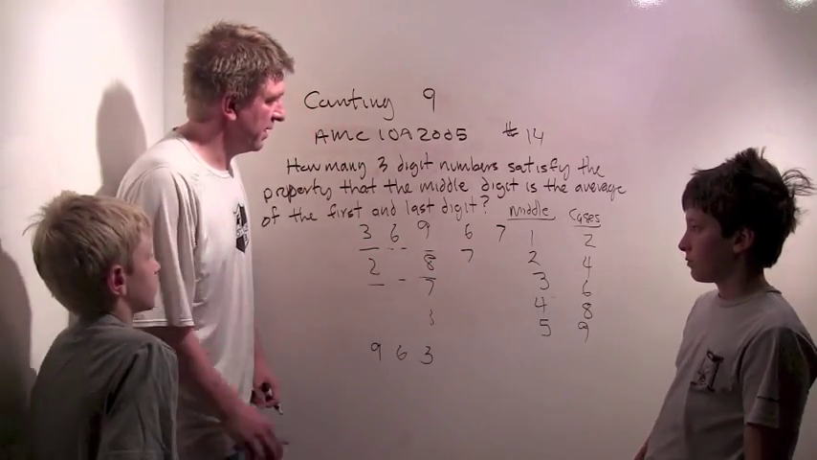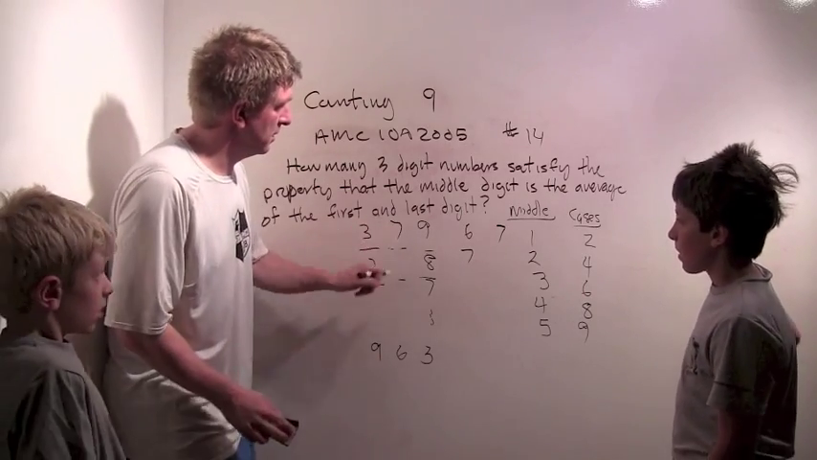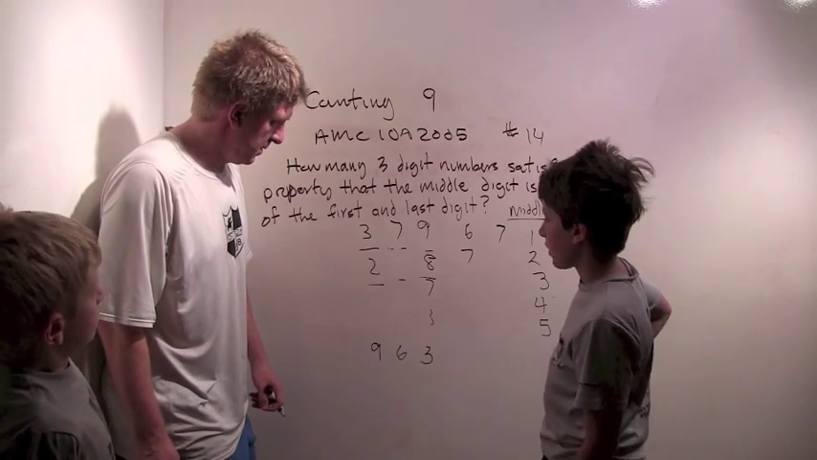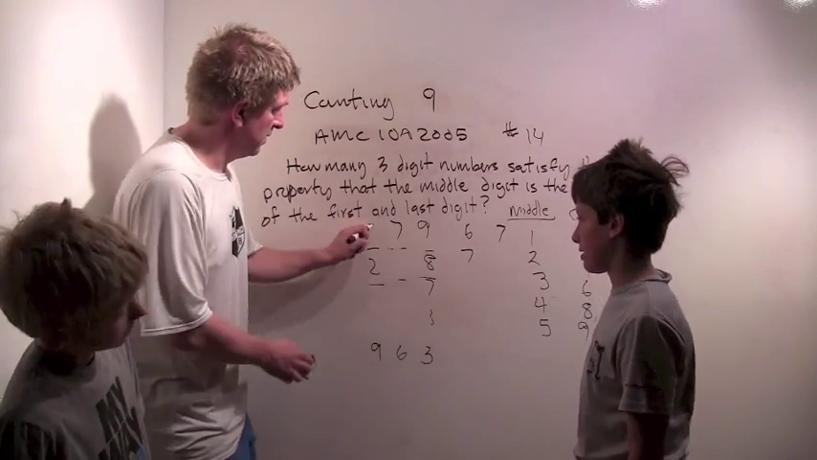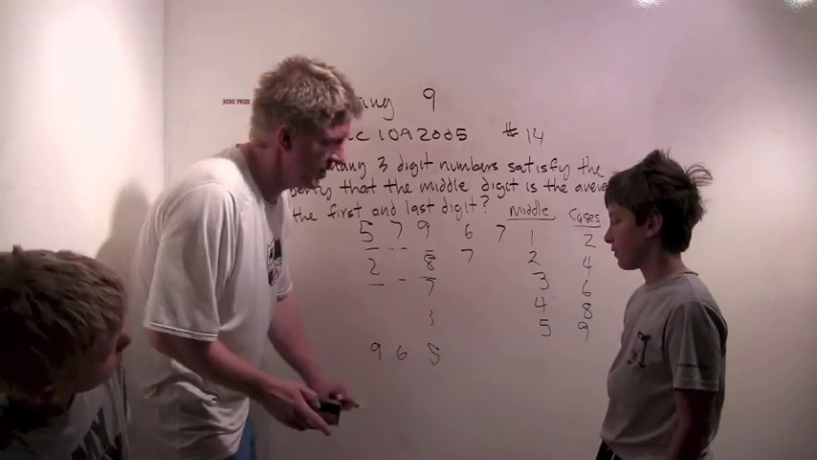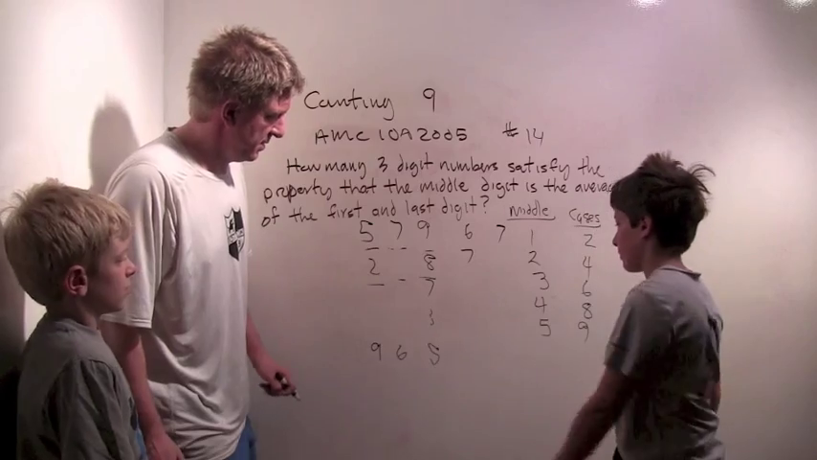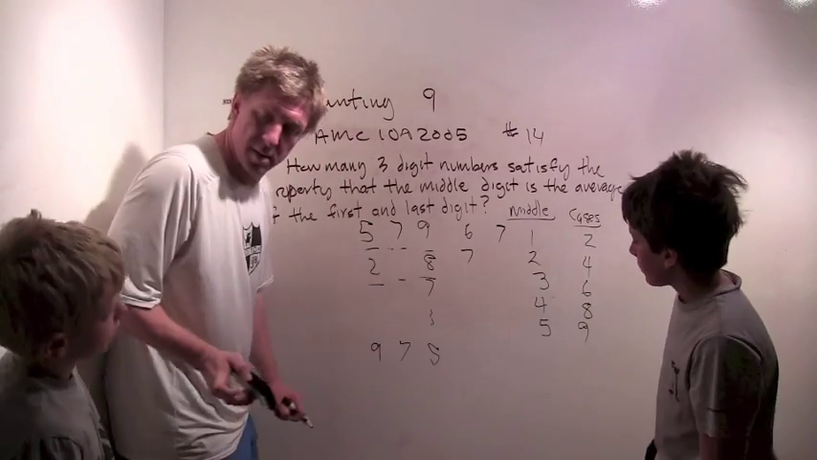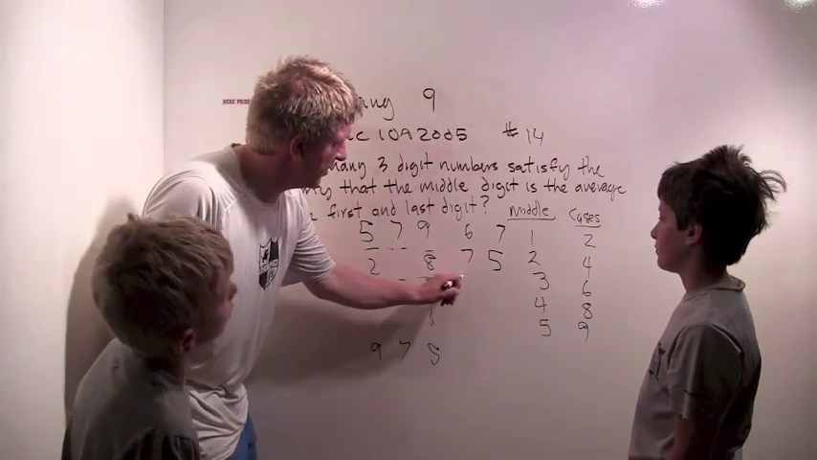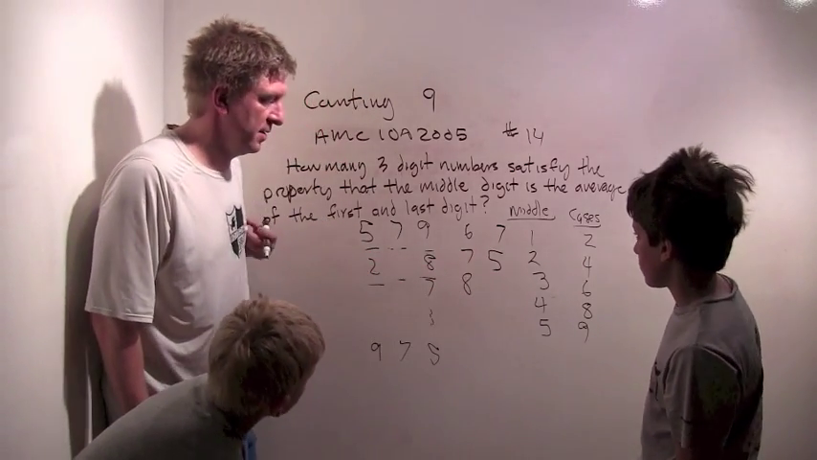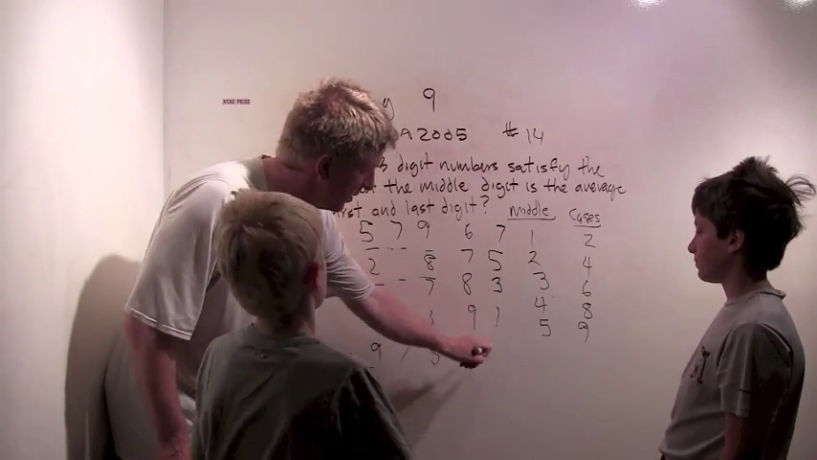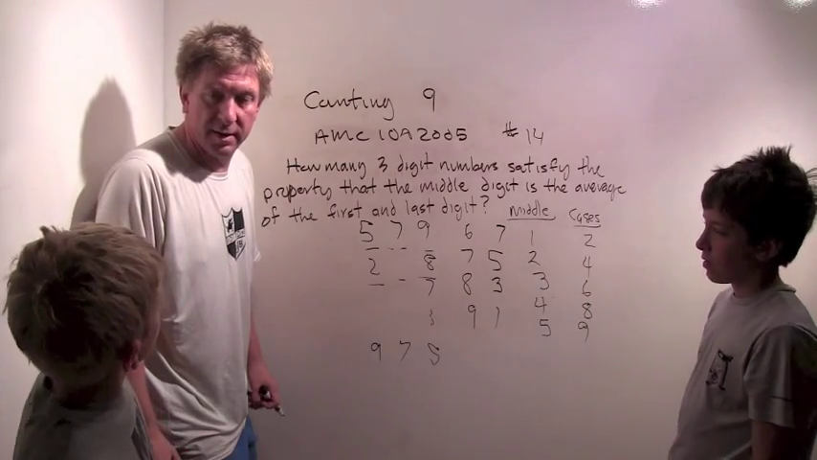Okay, so when I have a 7 in the middle, what do I do now? Well, now the sum is 14, so the first one you can do is 5, 7, 9. And then you end at 9, 7, 5. Okay, so how many numbers is that? That's 5 numbers. Can you see a pattern here? Can you guess how many there'll be for 8? I think there'll be 3. And for 9, 1. What is the only one that works with 9? It's just 9, 9, 9.